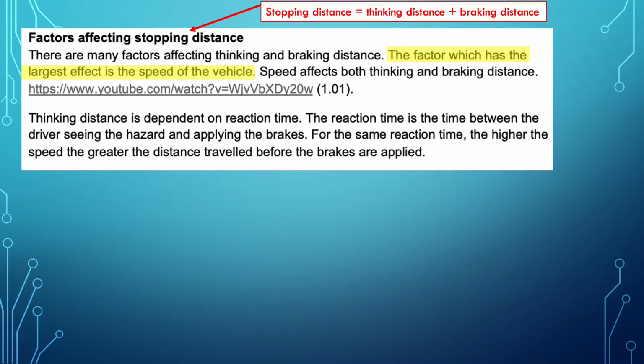All right. So whatever the situation is, your speed will affect both thinking and braking distances, as we saw in the chart above. So thinking distances. So we're going to look at thinking distance first. That is dependent on reaction time. And the reaction time is the time between the driver seeing the hazard and applying the brake.